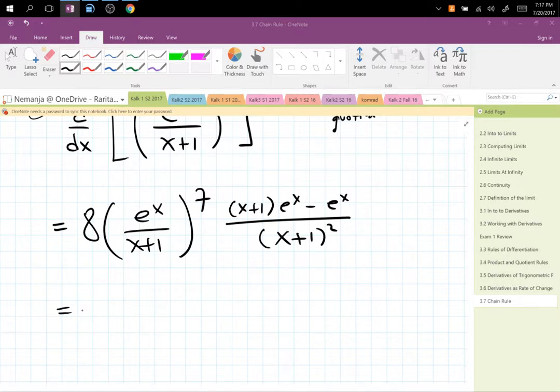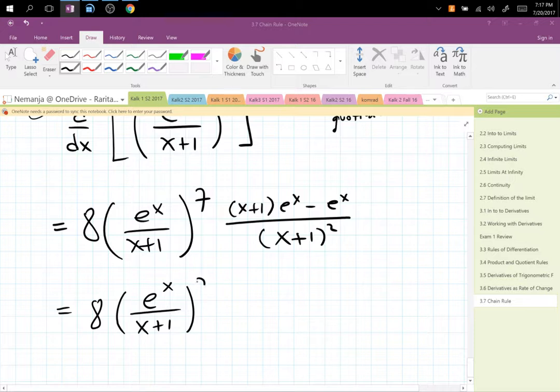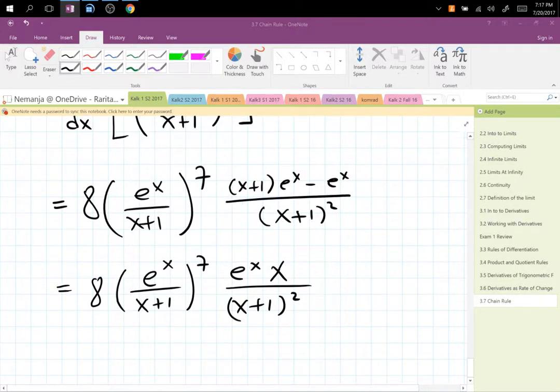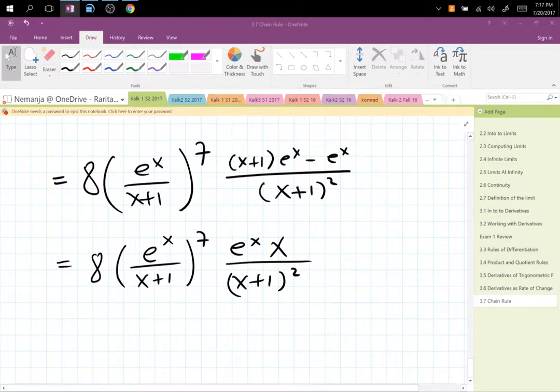So when we factor, we have 8 e to the x over x plus 1. So probably the algebra is the worst for this problem. We pick out e to the x, and we are left with x plus 1 minus 1, which is just x, divided by x plus 1 squared. Now notice that there's e to the x, and then another e to the x, and then there's x plus 1, and then x plus 1 again. We can combine them all.